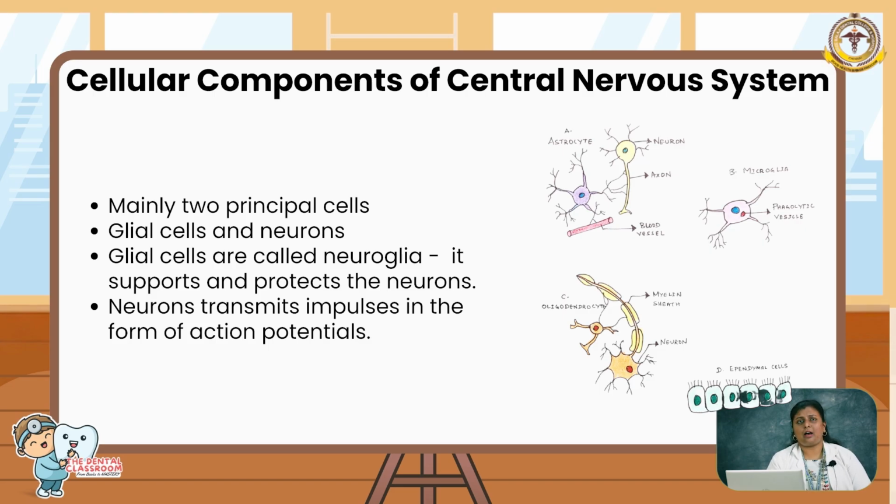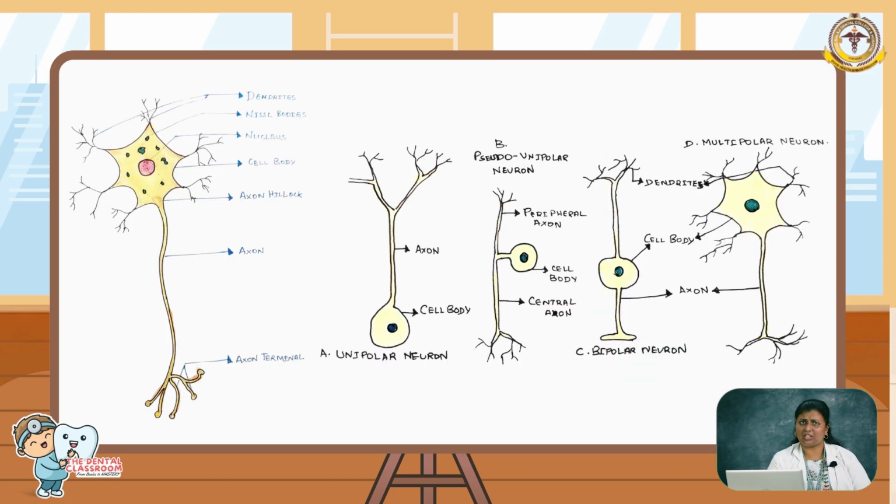So, around 100 billion neurons are located in our body. These are supported by the glial cells. Glial cells are 10 times more than the neurons. So, we will see about the structure of the neuron.